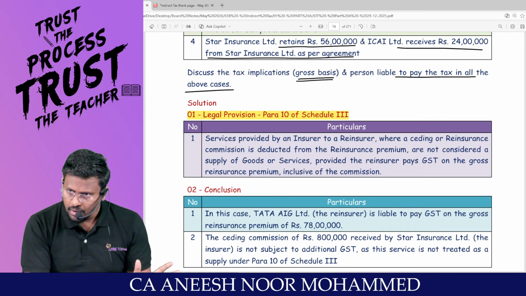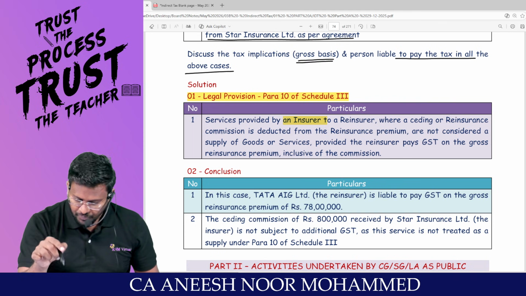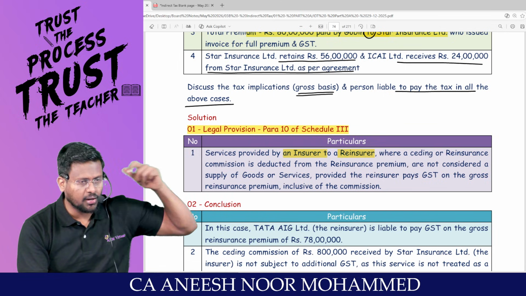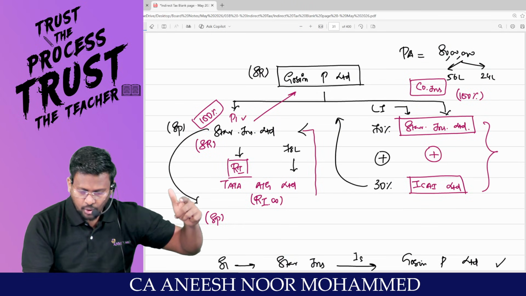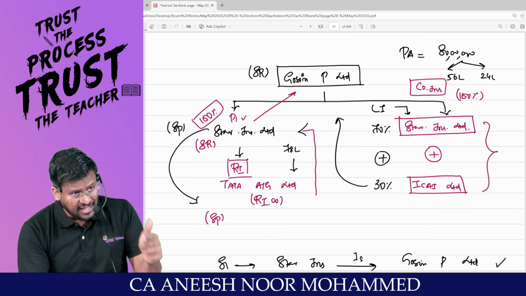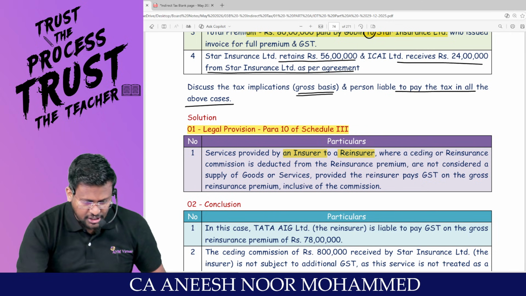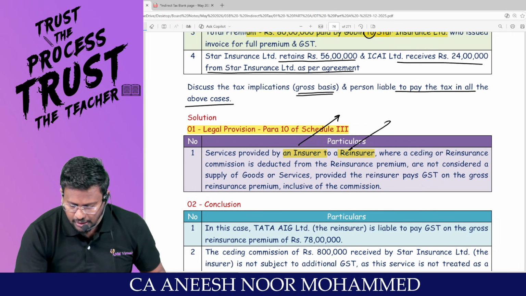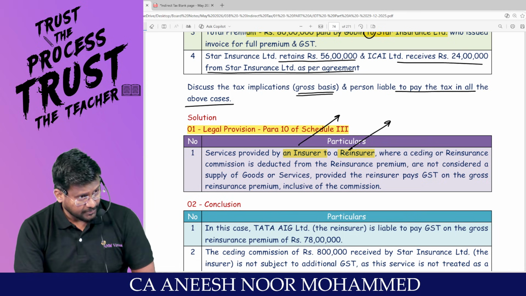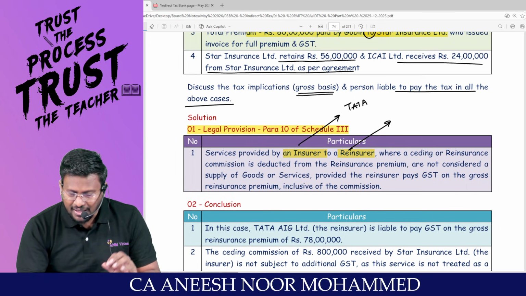Reinsurance services and co-insurance. Service provided by an insurer to a reinsurer. Tell me, in policy number 1, sir, actually, Gopin has taken insurance with Star Insurance Limited. Star has again taken insurance with Tata AIG. So you tell me who is the insurer to a reinsurer? Who is the insurer in case number 2? Star. Tata is the reinsurer.